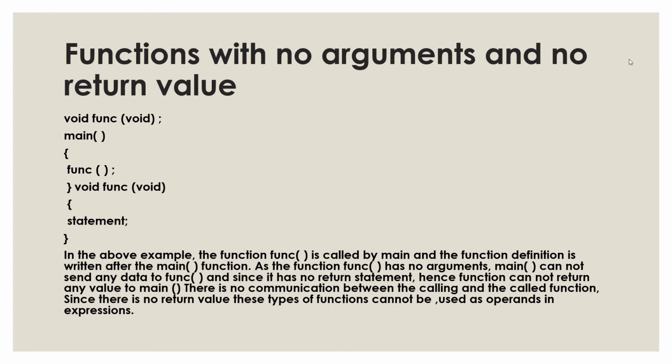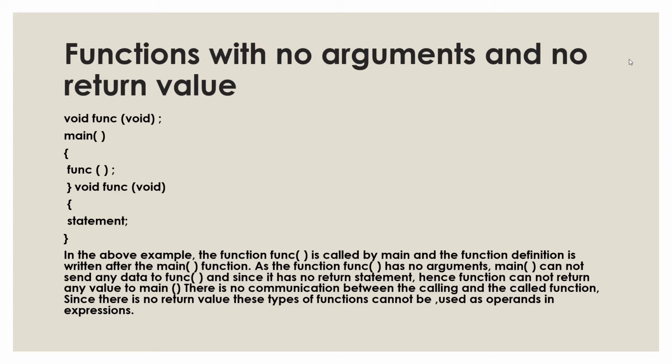Function with no argument and no return value. When a function has no argument, it does not receive any data from the calling function. And similarly, when it does not return a value, the calling function does not receive any data from the called function. Here is the syntax for it.